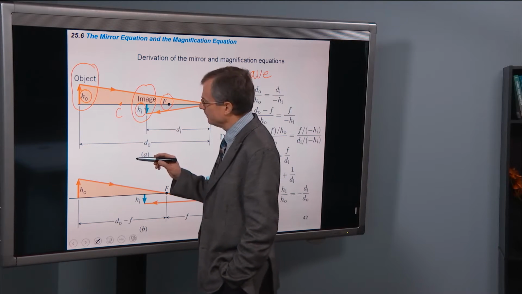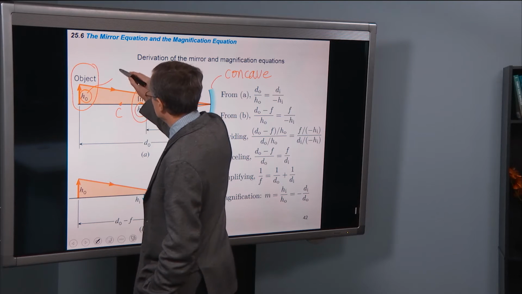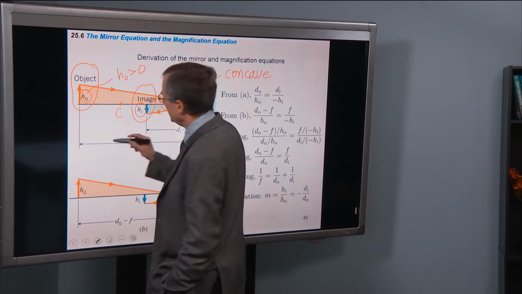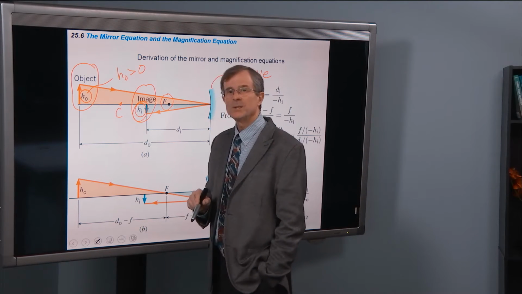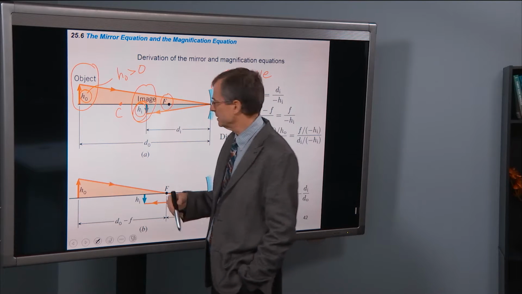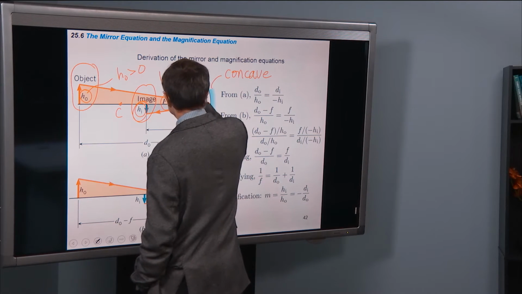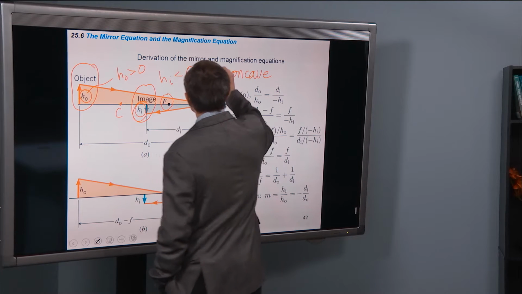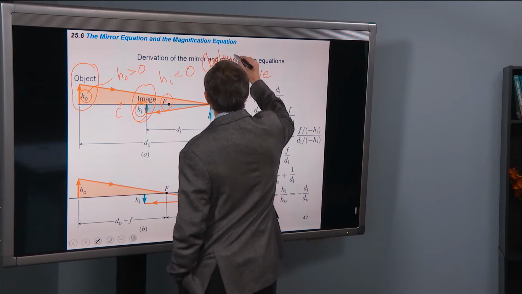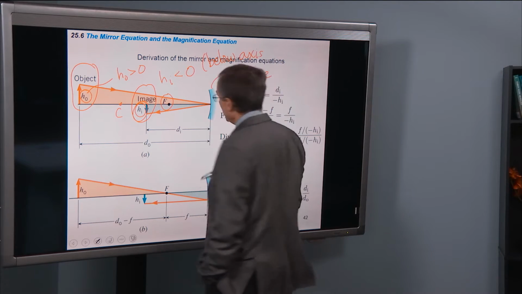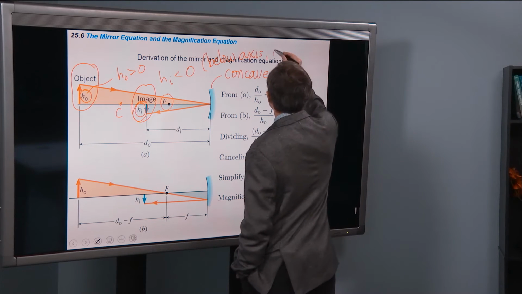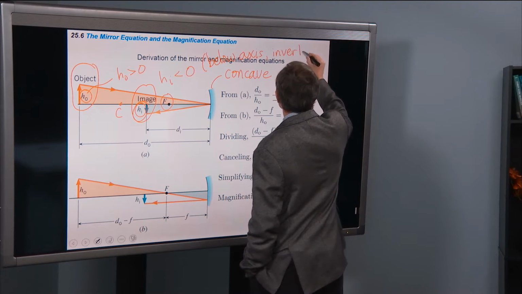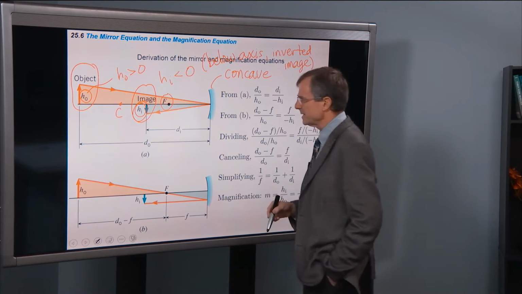h naught will be a positive number because it's above the axis. This h i is going to be a negative number because it's below the axis for this particular case. The other word that we use for below the axis is inverted, right? Okay, so that's the conventions there.